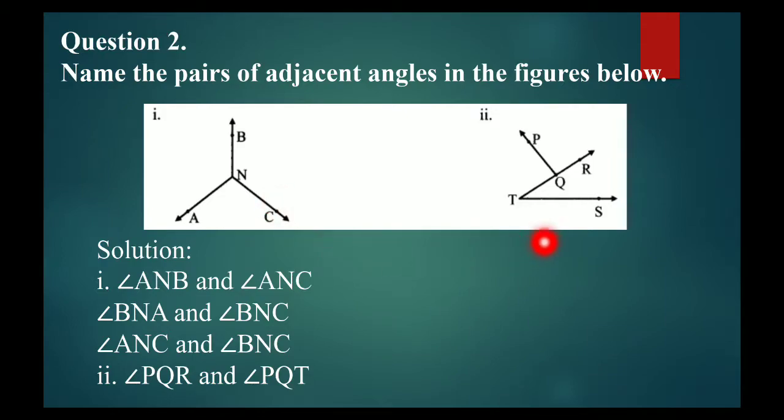Now for figure number 2. Angle PQR. The adjacent angle is PQT. I hope you all have got it. Again I am telling you, adjacent angles means angles which have a common vertex and a common side.